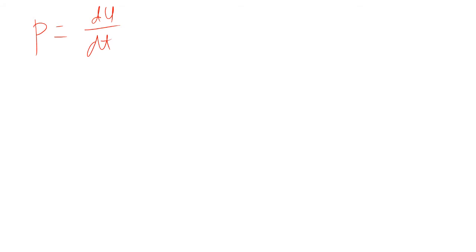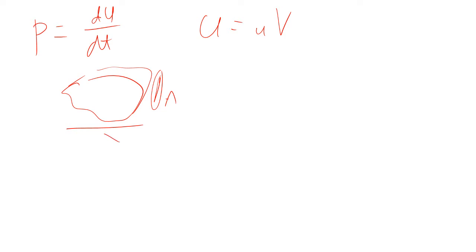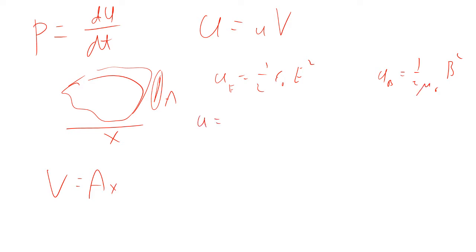Well, to find the energy, we need to find the energy densities. So the total energy is going to be energy density times volume. We have a region of space here, and we can imagine it has a cross-sectional area A and some length x, so volume equals area times x. So we need energy density. We know the energy density of the electric field is 1/2 epsilon naught E squared. The energy density of the magnetic field is 1/2 mu naught B squared. So the total energy density will be 1/2 epsilon naught E squared plus 1/2 mu naught B squared.